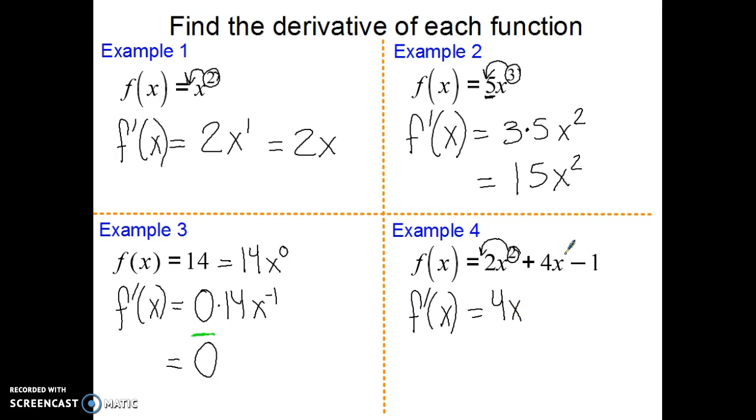Here I have x to the first, and bring that 1 out front, which means that will just be 1 times 4, which is 4. X to the first will go to x to the 0th, and anything raised to the 0th power is just 1, so this will just be 4 times 1, or 4. And like we saw in example 3, a constant term can be written as that constant times x to the 0, and that constant term will always just go to 0. So our answer here is going to be 4x plus 4.